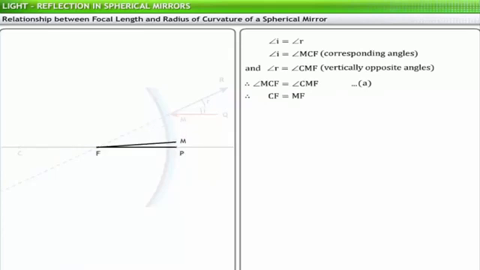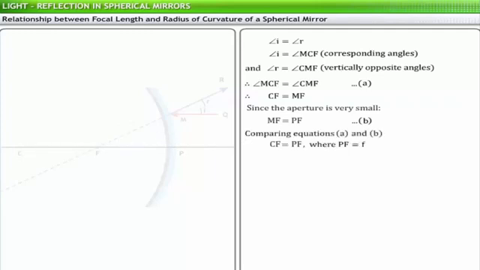If point M is very close to point P, that is, the linear aperture of the mirror is very small, then MF is equal to PF. Therefore, CF is equal to PF. Also, PC is equal to PF plus CF. Or, PC is equal to 2PF, since CF is equal to PF.